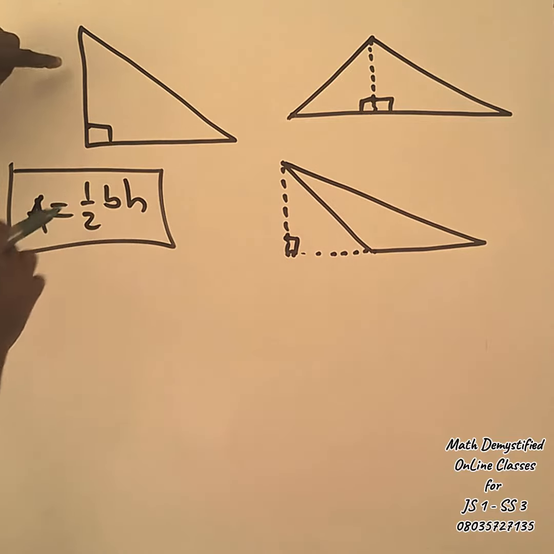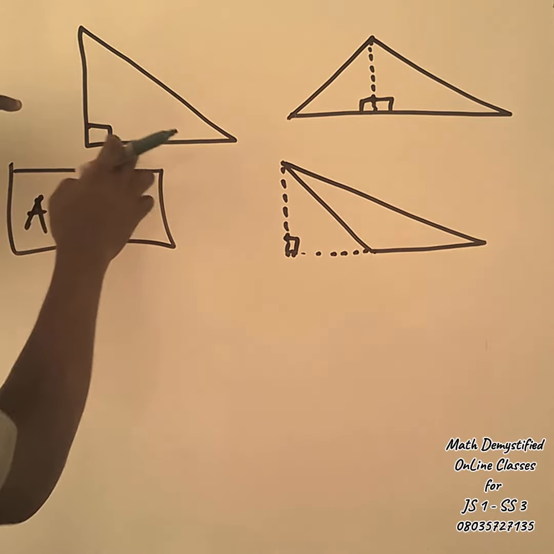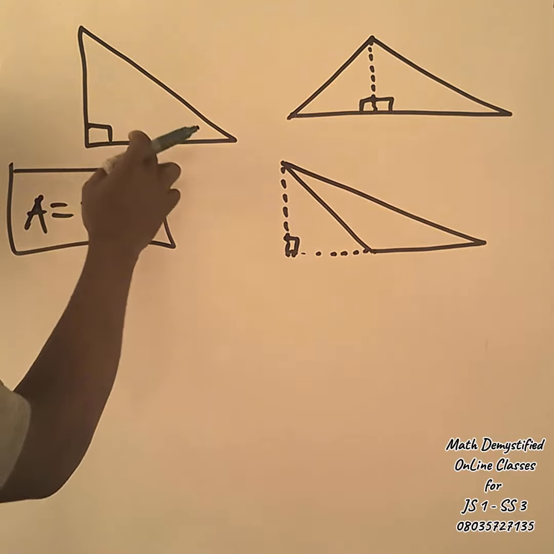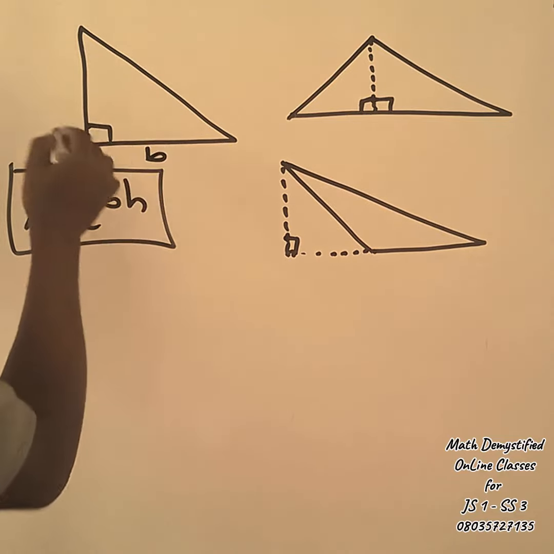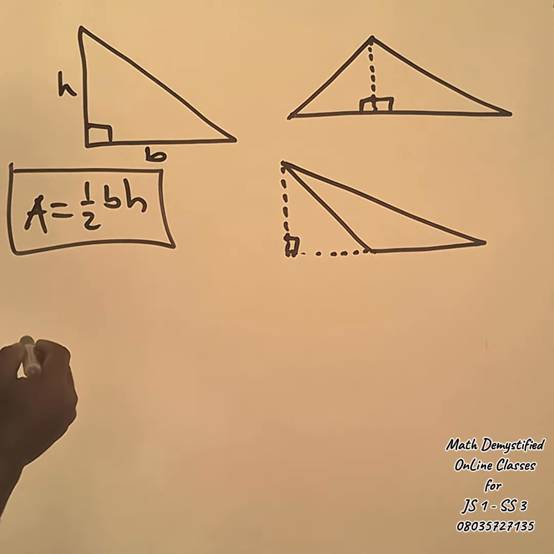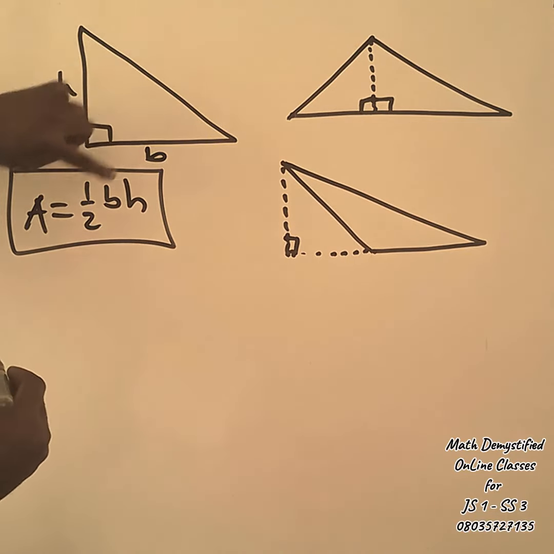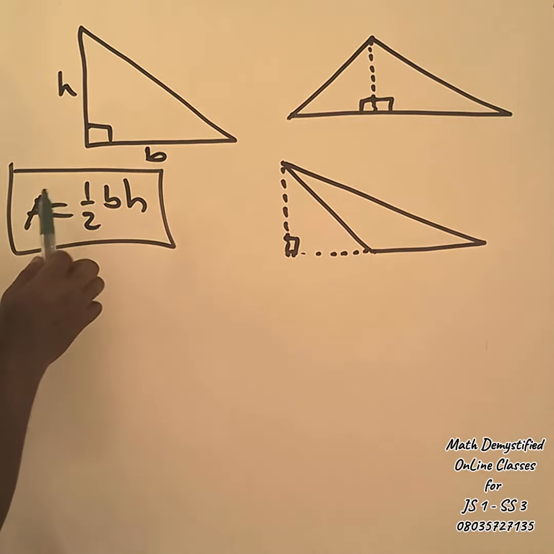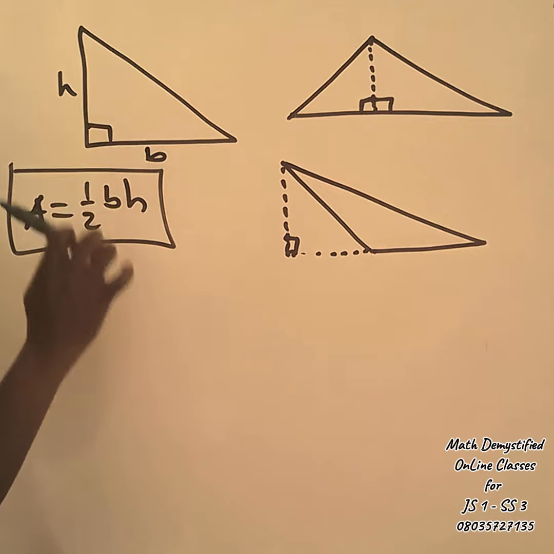For this one, any of them is the base, any of them is the height. So let me just maintain this as the base and this as my height. But I can actually put my base here and put my height here. It is still the same thing. So just use half base times height and you solve it.